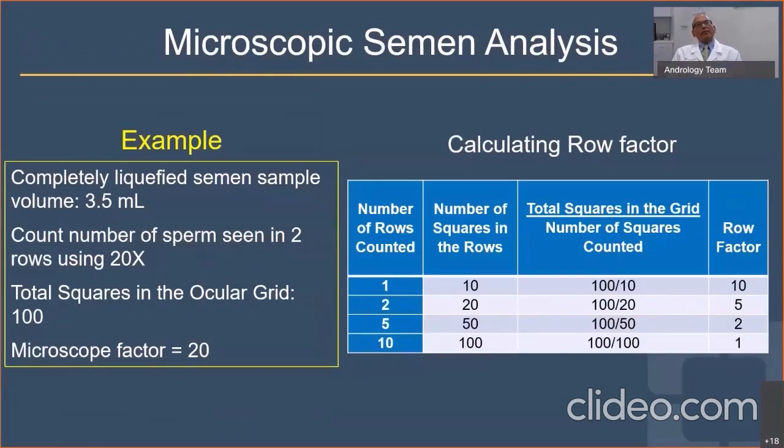So the example I would like to illustrate here is if we have a liquefied sample and we want to count two rows using a 20x microscope and an ocular grid which has 20 squares, then the first step we need to know is how do we calculate the row factor. And in the example I mentioned, we are counting the number of rows, which you can see in the blue box, and the number of squares for the two rows is 20. So the factor that we derive is a factor of 5. The next slide, please.